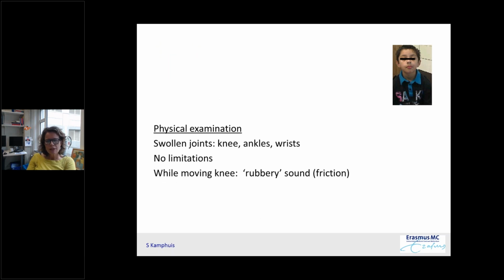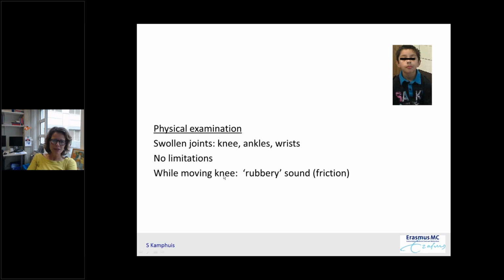So when I investigated him, and that's something I think those of you who have experience with rheumatic diseases and see swollen joints know, that often happens. They get a kid referred with one joint, and if you look closely, there are actually more. This boy clearly had one knee, but both ankles and both wrists that were swollen. There were no limitations, I would say yet, at the point that I saw him.